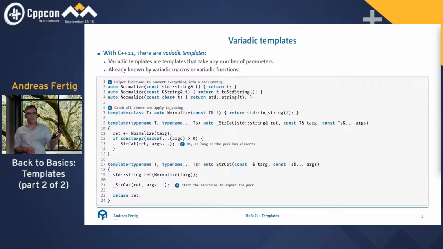And what it does, internally in line number 19, is start with creating a variable called ret of type std::string. This is the one which will be returned later in line 23. And it calls normalize on the first argument, targ, and initializes my return value string with that result. So essentially, that's the first step of converting everything that was passed in as first argument into a std::string.